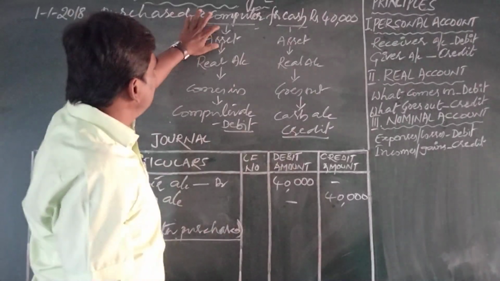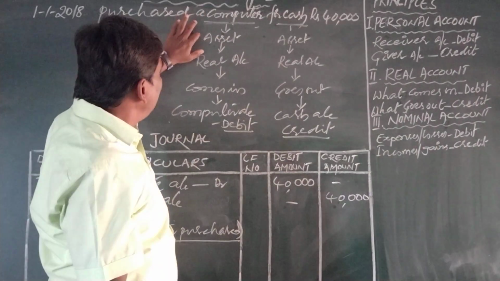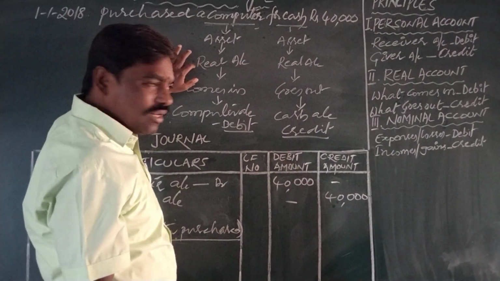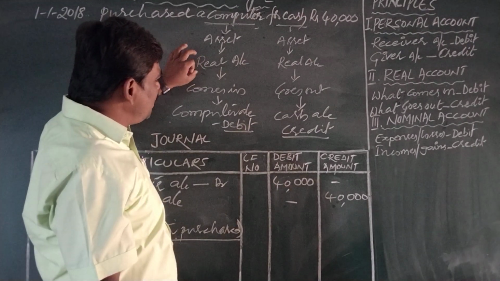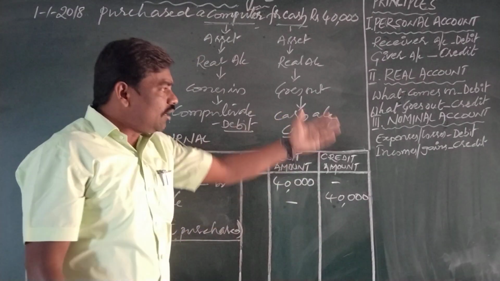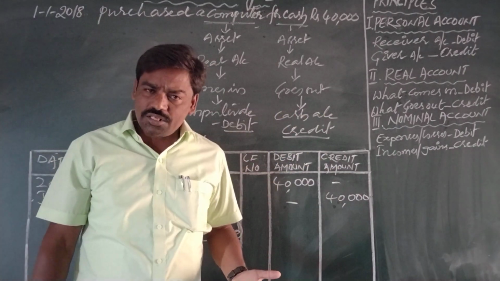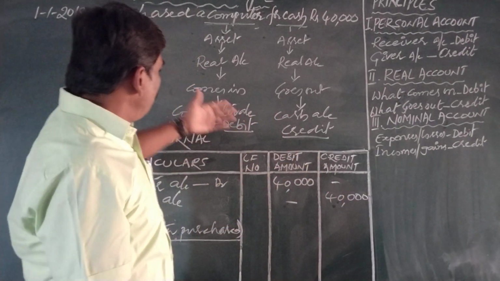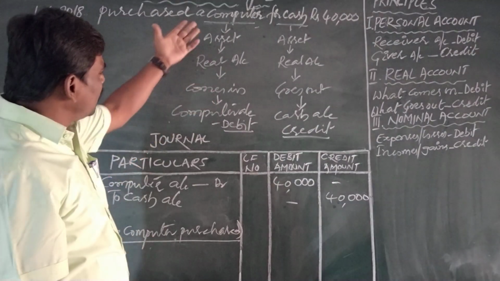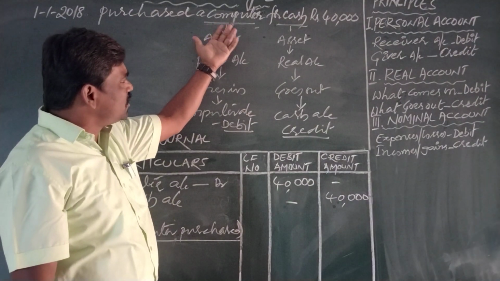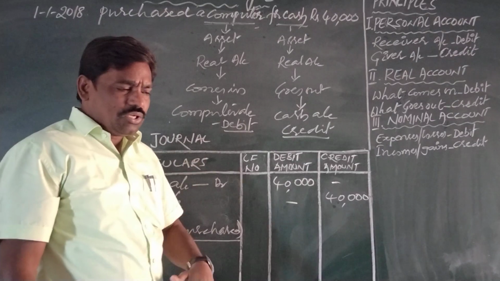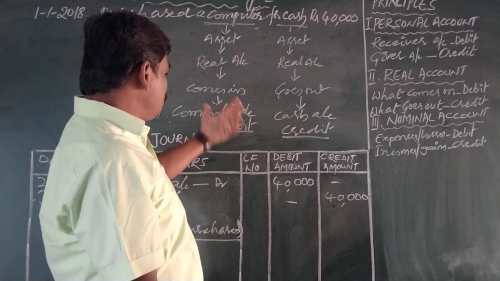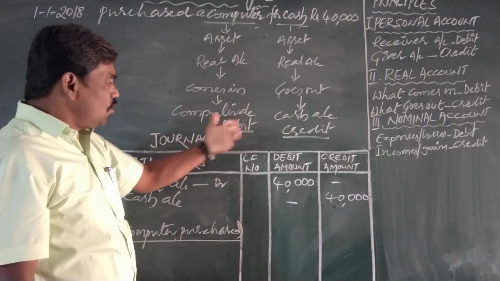After that, write computer as an asset, related to real account. Asset comes under real account. What is the real account principle? Debit what comes in, credit what goes out. Applying the principle here, when you purchase the computer, is the computer coming into the business or going out of the business? The computer is coming into the business, so it should be debited as per the real account principle.